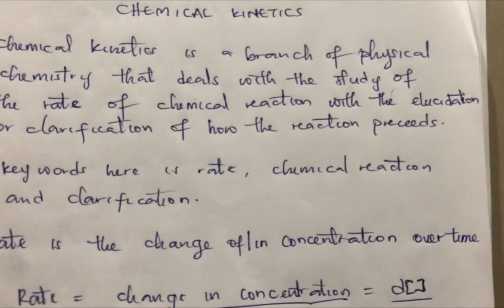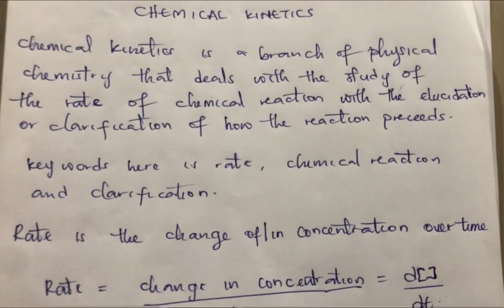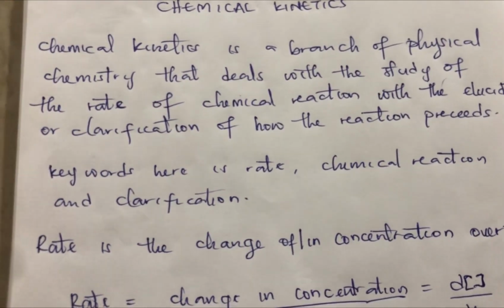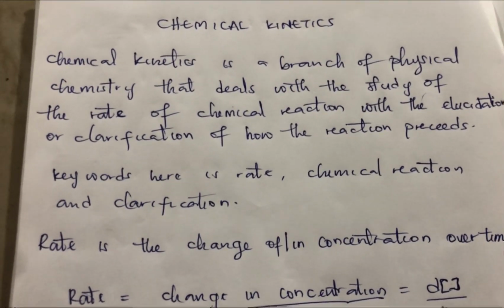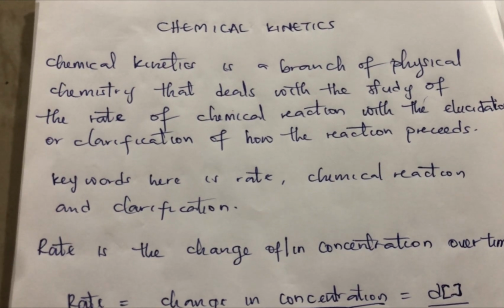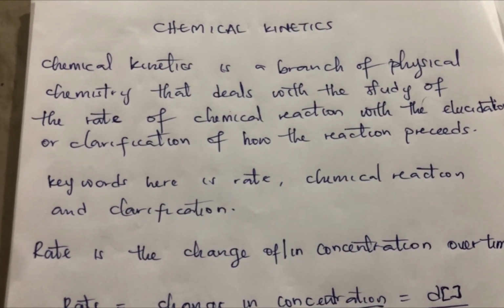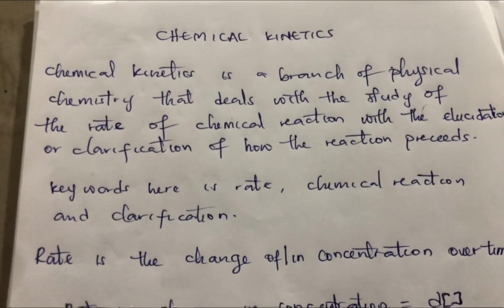All right, so today we are dealing with chemical kinetics, and it's a very interesting physical chemistry. So, yes, the first thing we need to know about chemical kinetics is that it is the branch of physical chemistry that deals with the study of the rates of chemical reactions with the elucidation or clarification of how the reaction proceeds.